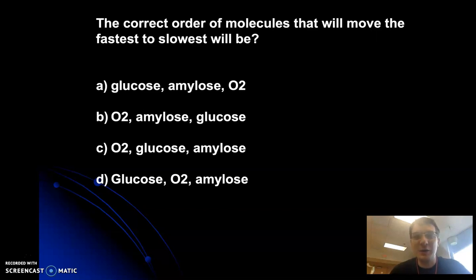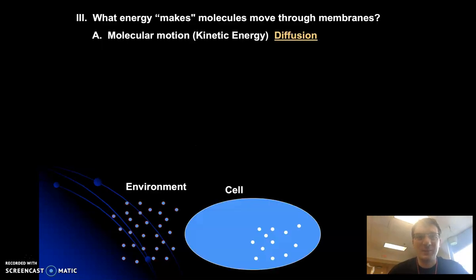Take a look at these ones, the correct order of molecules that will move from fastest to slowest. We have three different ones. Who's going to be the fastest? You should have gone with C because amylose is a polysaccharide. It'd be much slower and probably wouldn't move through the membrane much at all. Anyways.